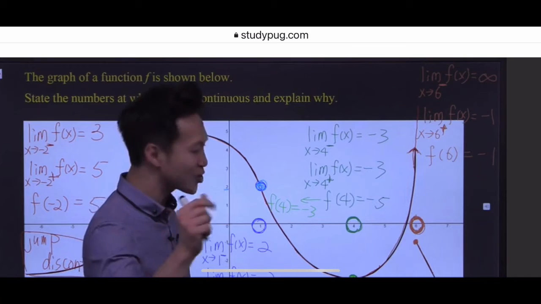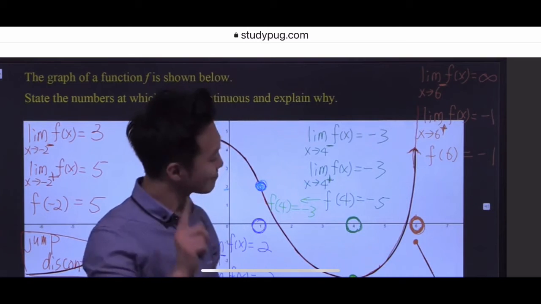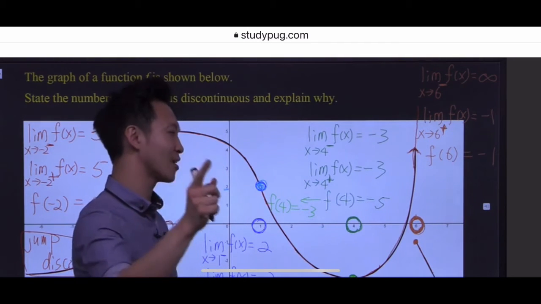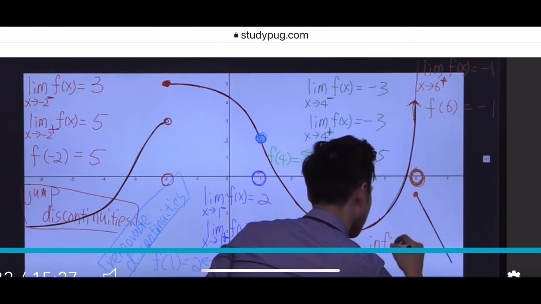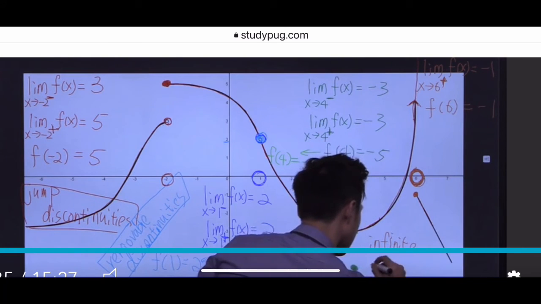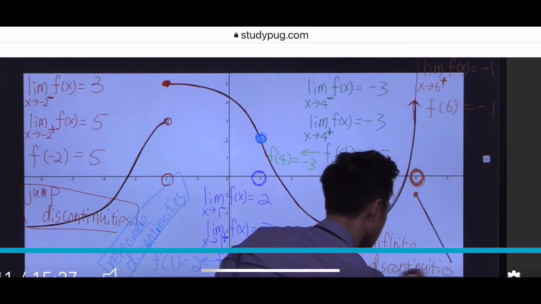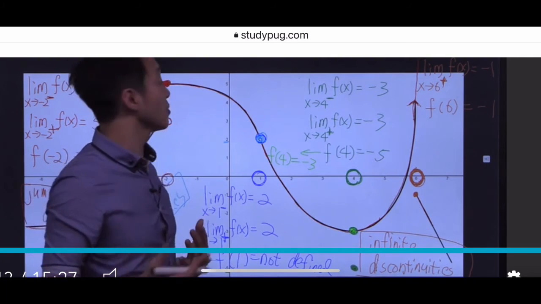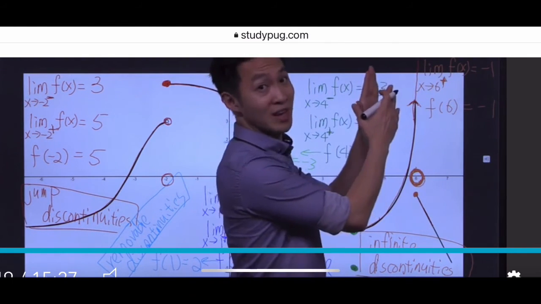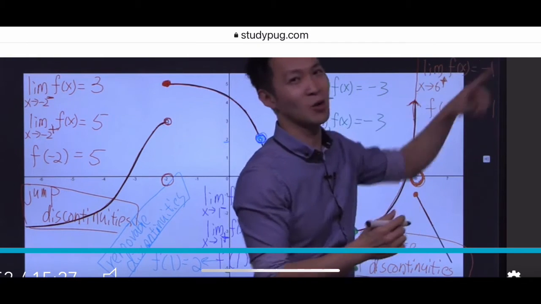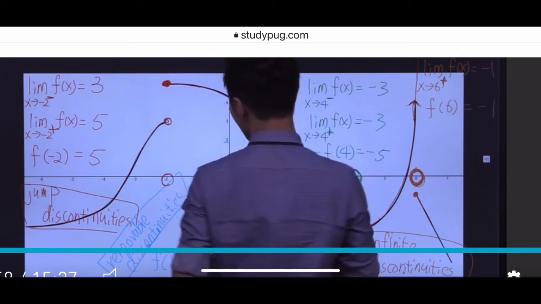Now, I want you guys to take a guess at the name for this type of discontinuity. They are called infinite discontinuities, because anytime we see the left limit or the right limit, or both, being infinite, we know we have an infinite discontinuity.